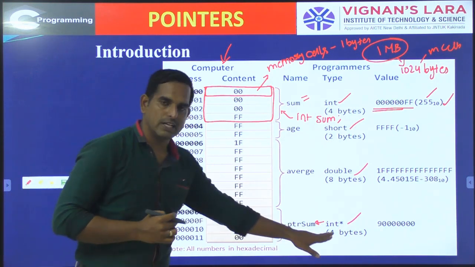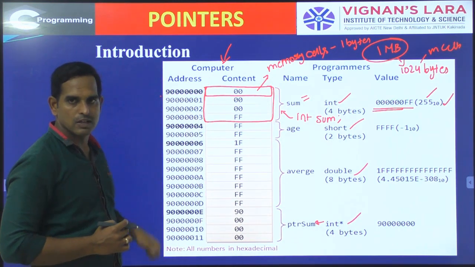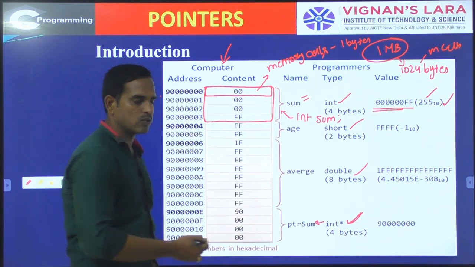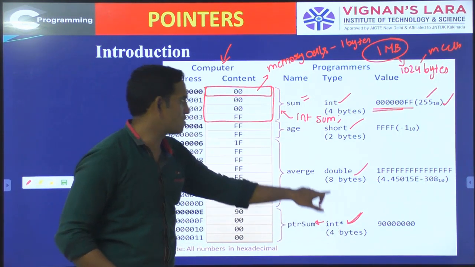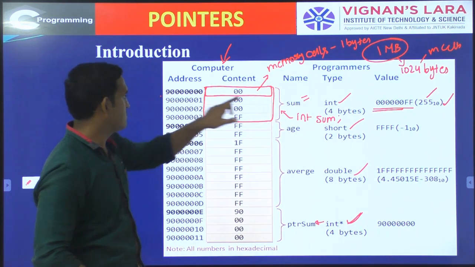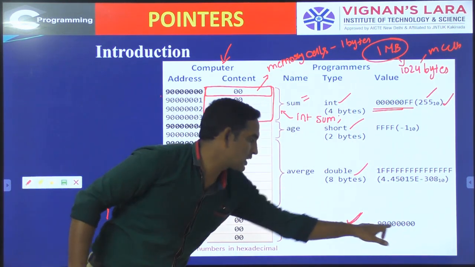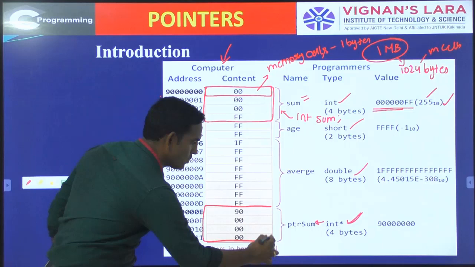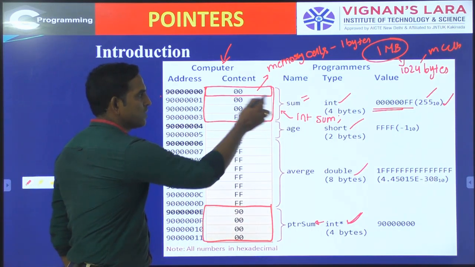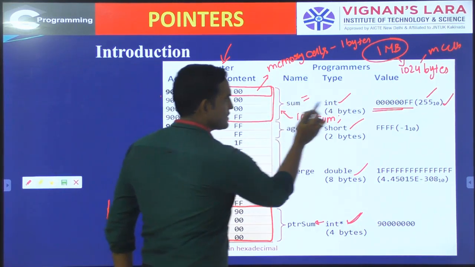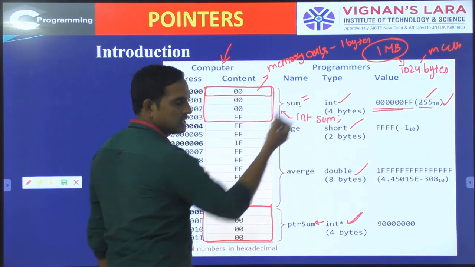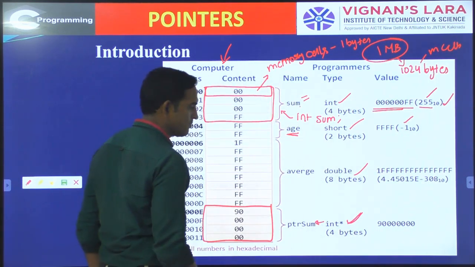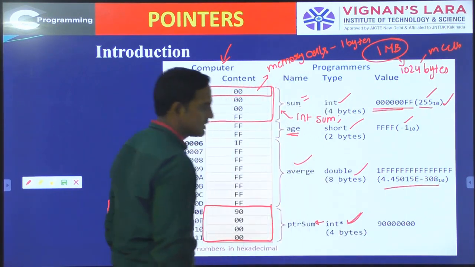In the same manner, a pointer will try to store memory addresses. So if your ptr is int star ptr, this is a pointer; I will show you how to declare it. If this is a pointer which stores the address of sum, then the sum's address, that particular value, will be present in this memory. Remember, your general variables will store normal values. For example, sum will store 255, since it is an integer. Short age is stored as -1, and average we are storing as this large value.